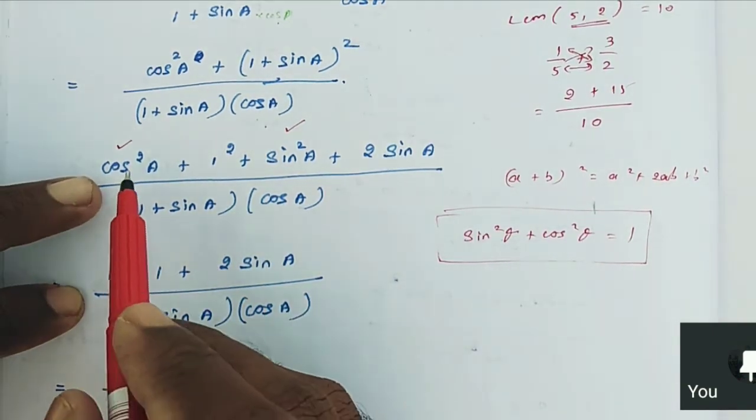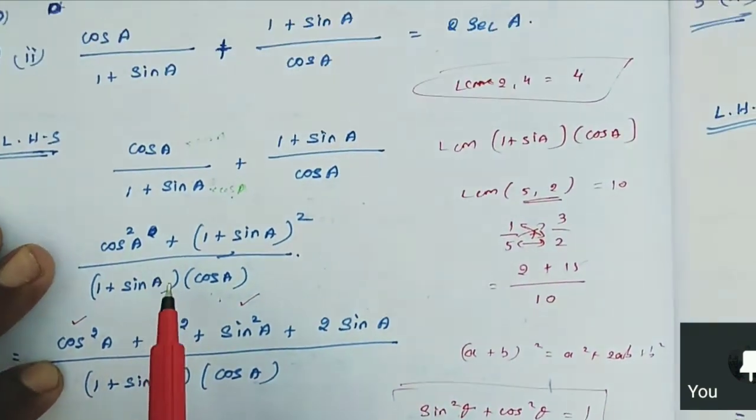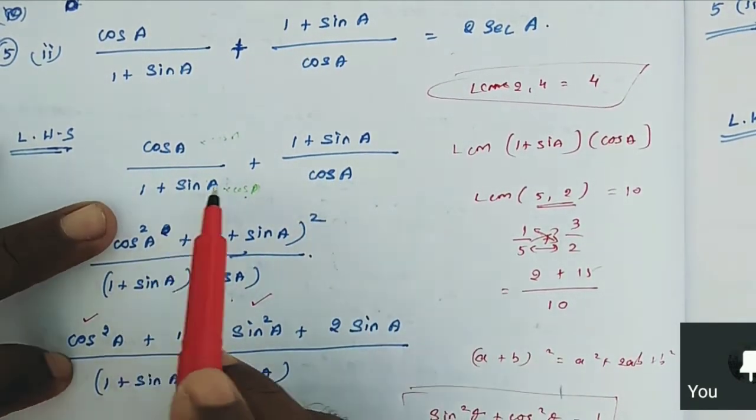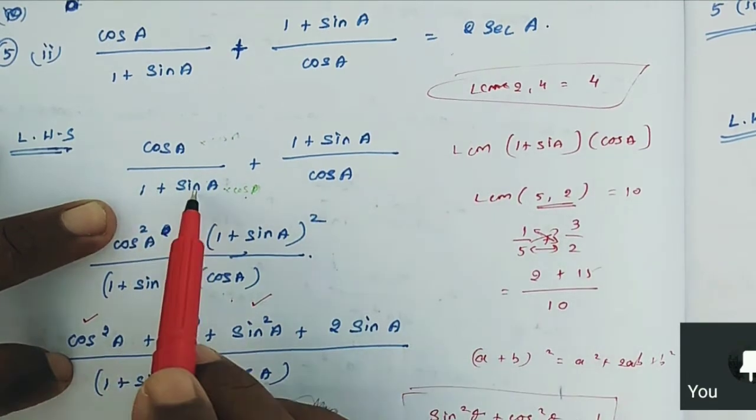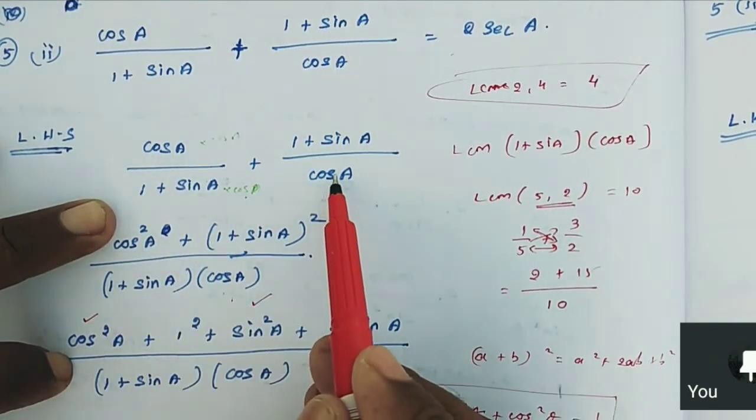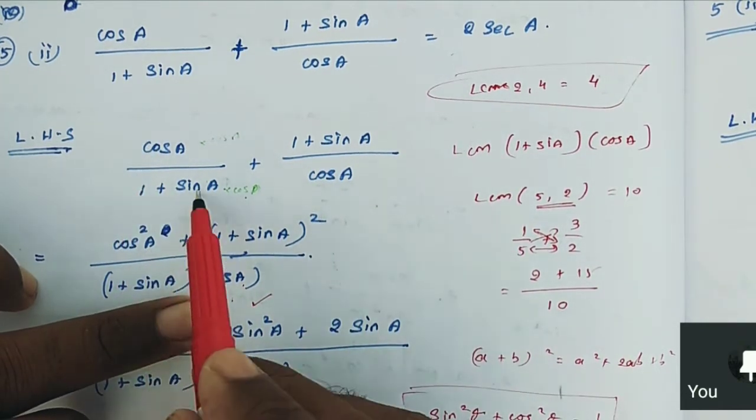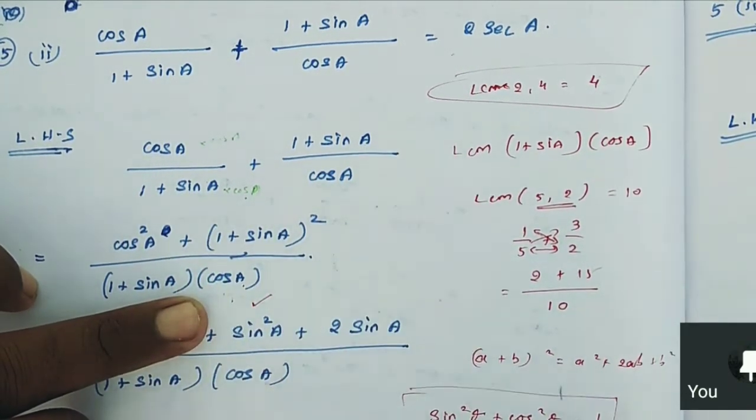Again, one more time. Actually, here cos A, here 1 plus sine A. We can take the LCM. LCM is nothing but you multiply these two and go with the cross multiplication. So 1 plus sine A times cos A, then cross multiplication, cos A square, and cross multiplication, 1 plus sine A the whole square. Clear?